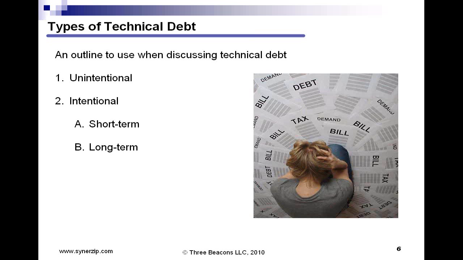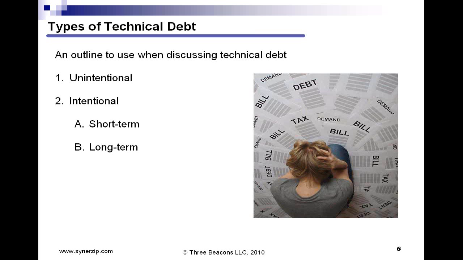Let's talk a little bit about unintentional technical debt. This is debt that is introduced inadvertently, and some of the possible reasons for this might be lack of training, maybe the wrong skill mix on the team, a lack of understanding of the requirements, poor team collaboration, no culture of excellence, and possibly some other reasons.